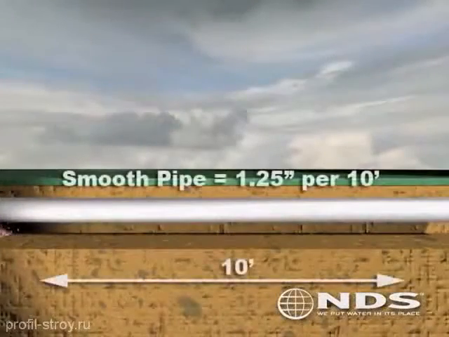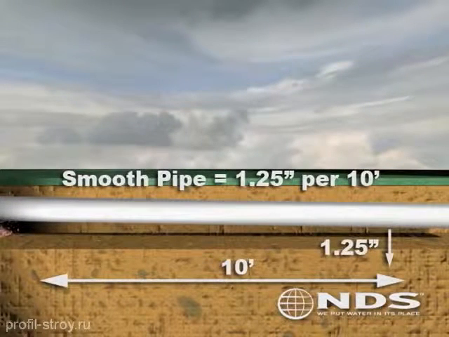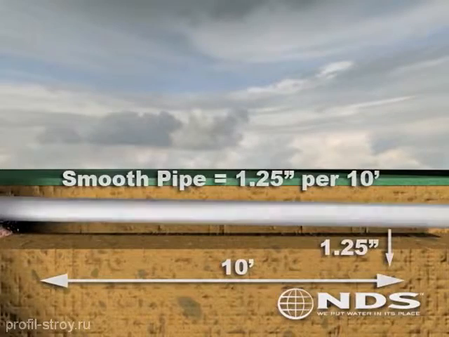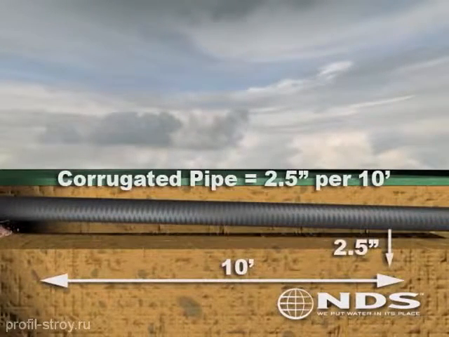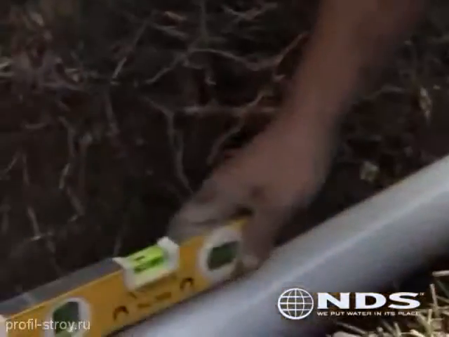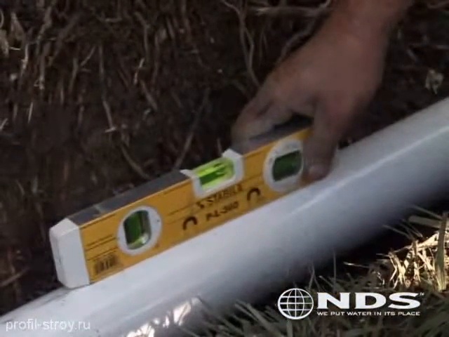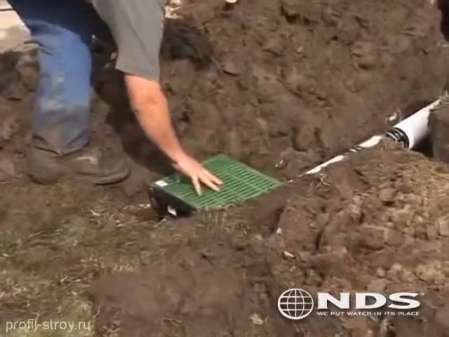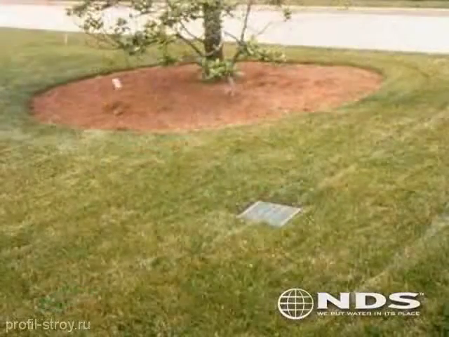Always make sure that the drain pipe is sloped properly. 1 1/4 inches of slope for every 10 feet is recommended for smooth wall pipe, while 2 1/2 inches of slope for every 10 feet is recommended for corrugated pipe. Use a transit or the new laser levels to ensure a proper slope is achieved. Finally, drop in a grate that blends in well with the landscape and carefully refill the hole without disrupting the slope of the pipe.